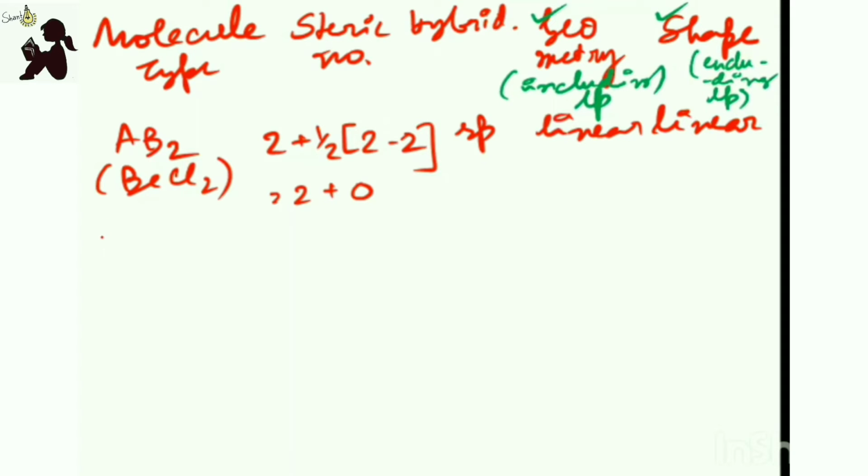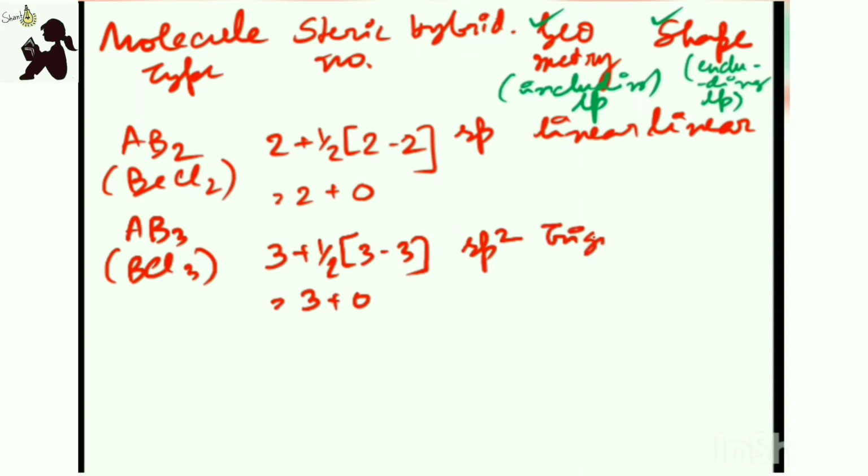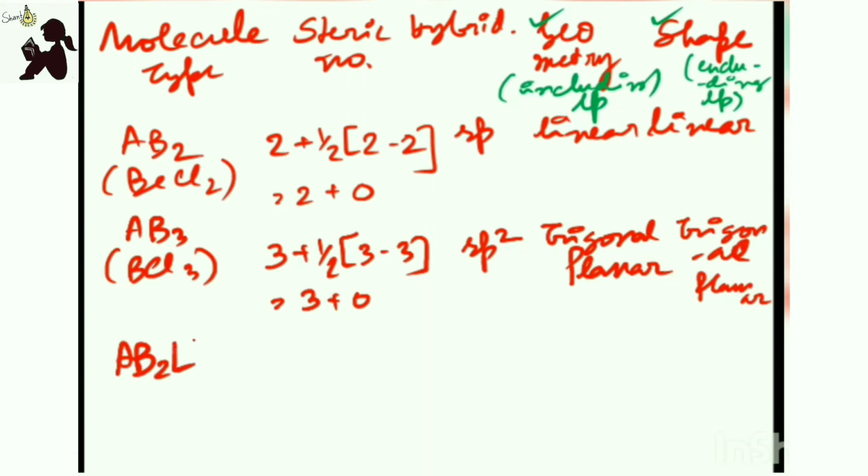The next molecule we are going to discuss is the AB3 type, that is our BCl3. Here you can see 3 surrounding atoms plus half into 3, which is its valency, minus 3, so it will come like this. So its hybridization will be sp2, and the geometry we know is trigonal planar. Here the shape will also be trigonal planar. Okay, but what happens when it becomes AB2L?